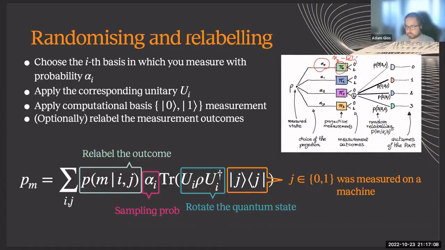Then I'm having outcomes 0 or 1. This is purely random because this is coming from the quantum machines. And optionally, but this is actually quite useful, we randomly change this outcome 0 or 1 into 0, 1, 2, 3 outcome. So that we always have 4 outcomes at the very end.